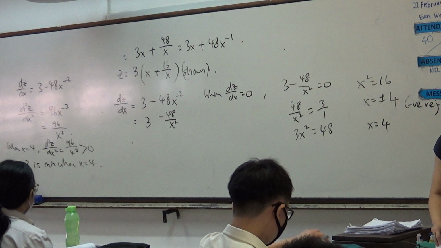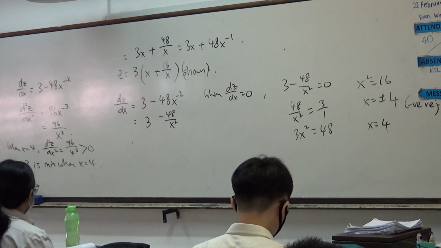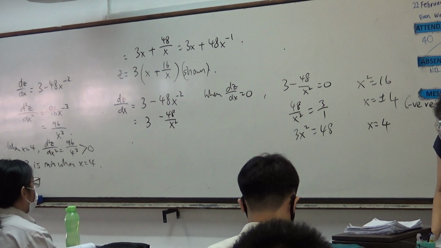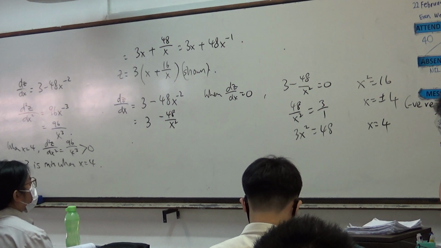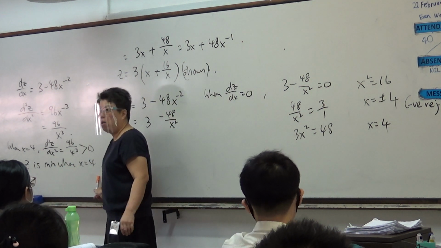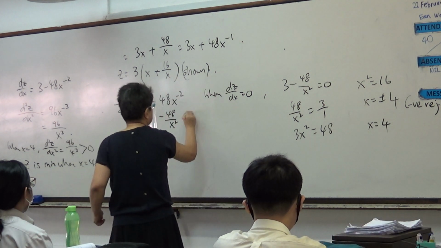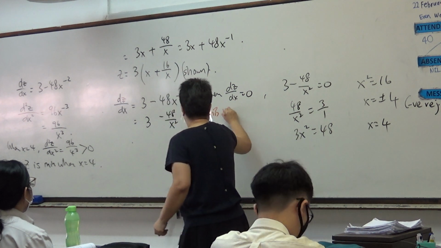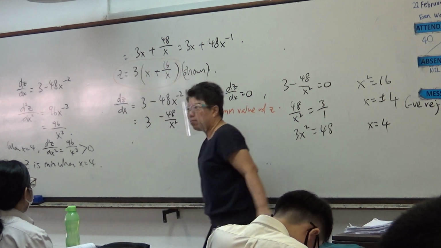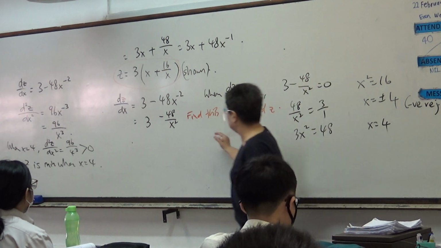Everybody clear? Okay, now, I want to add something to the question. The question just says this, because it's very common that students forget it all the way. The question says, show that this value of x makes z a minimum. So can you see that z is a minimum when x is 4? Okay, what if I say find this minimum value of z?